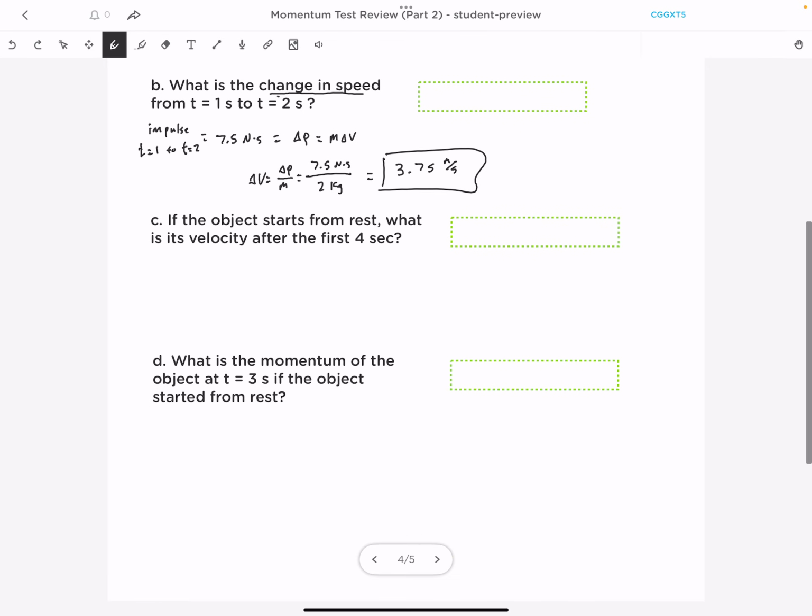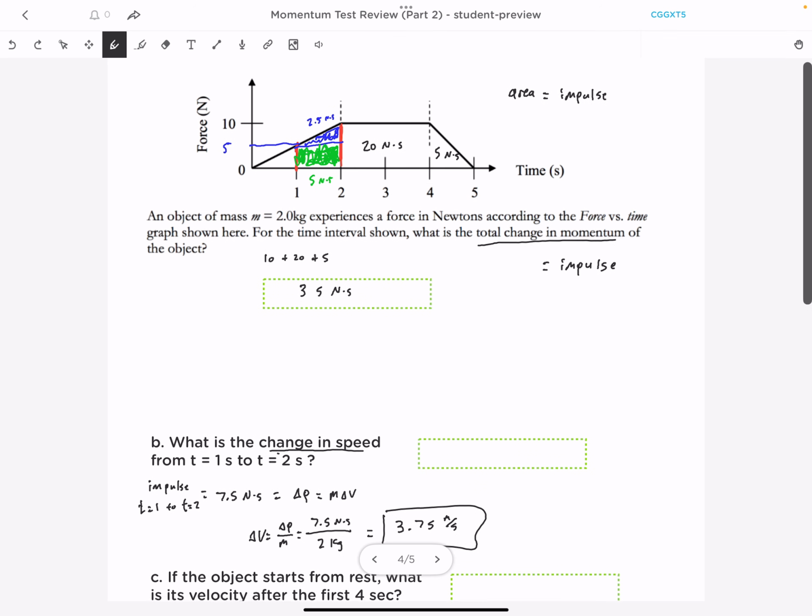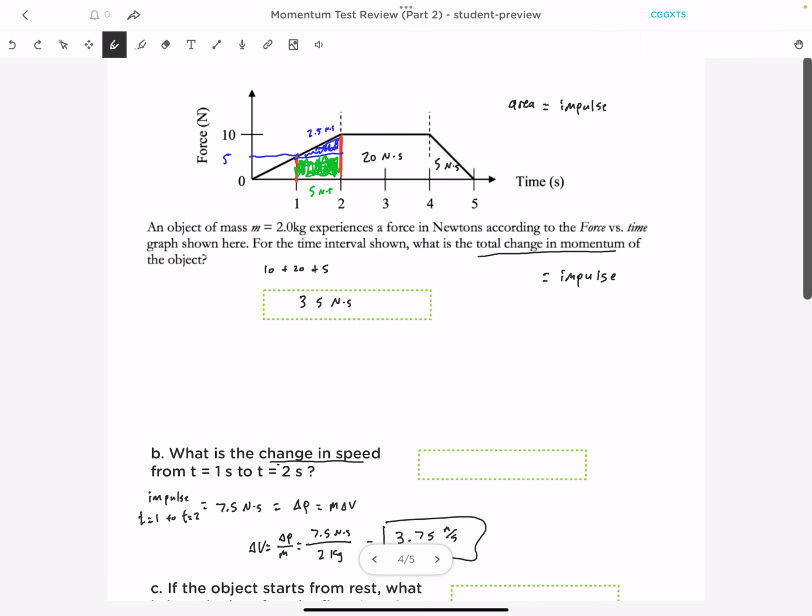So part C, if the object were to start from rest, what would its velocity be after the first 4 seconds? So basically we're doing the same thing. We're finding what the change in velocity is, and we know that its initial velocity is going to be 0, and we're going to be doing it for the first 4 seconds. So, for the sake of simplicity, I'm just going to erase what I have here so we can look at the next scenario. All right.